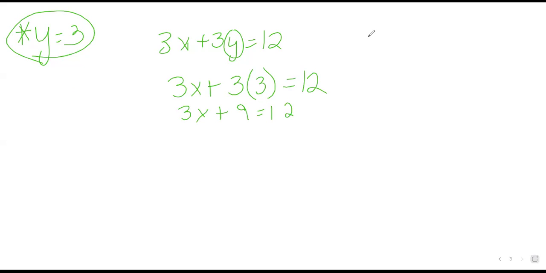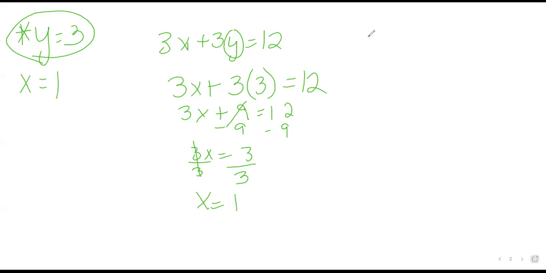Now what do I do next? Don't you subtract the 9? That's exactly what I do. I subtract 9 from both sides. So 3x equals, what is 12 minus 9? 3. Now when I divide by 3, x equals what? 1. Just 1. So now y is equal to 3 and x is equal to 1.